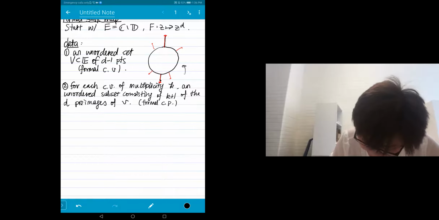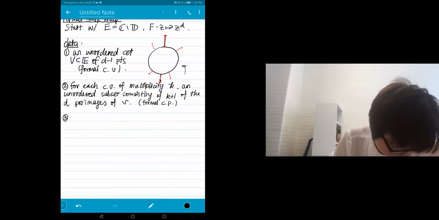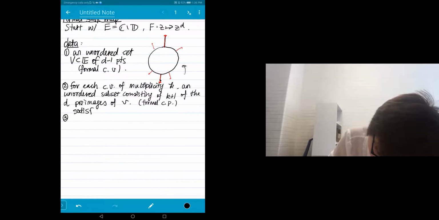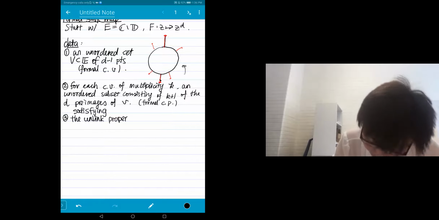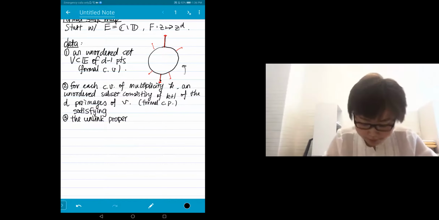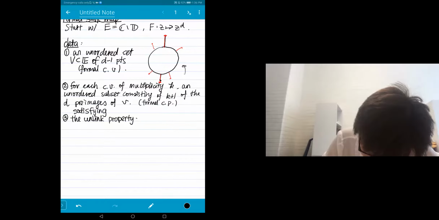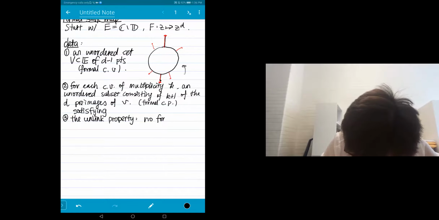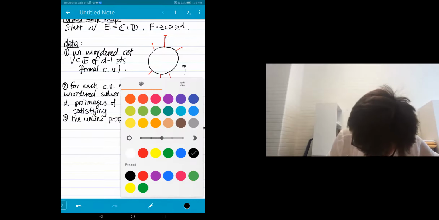So these are formal critical points, and they should satisfy something called the unlink property. This is required for higher degree polynomials where you have more than one critical point. So this property says no formal critical points may link each other. So yeah, I will just draw you a picture.